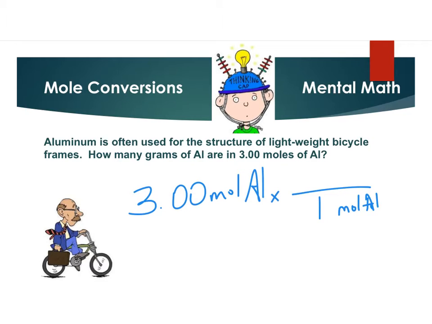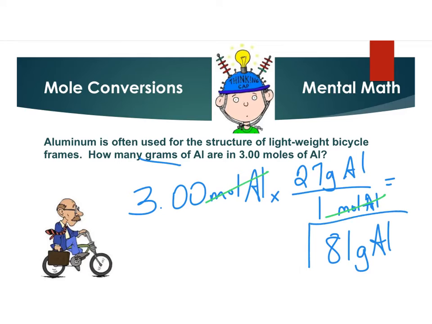And so I'm trying to find grams of that substance. So I'm going to the periodic table to see that 1 mole of aluminum is 27 grams. And then we're going to cancel out our units. So we have moles of aluminum and moles of aluminum that cancel. And so then 27 times 3, you should get 81 grams of aluminum. And in this one, it's not grams per mole because remember our moles canceled out.